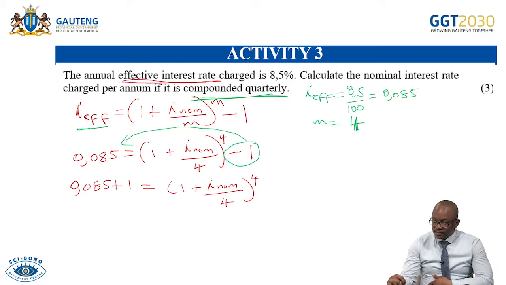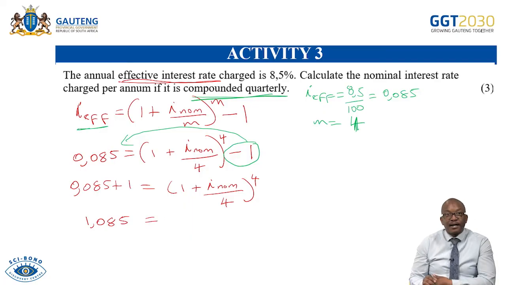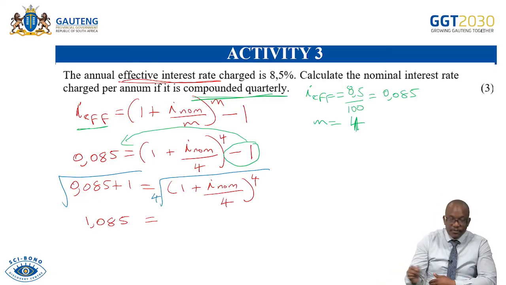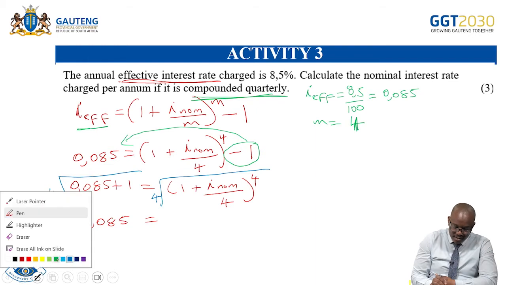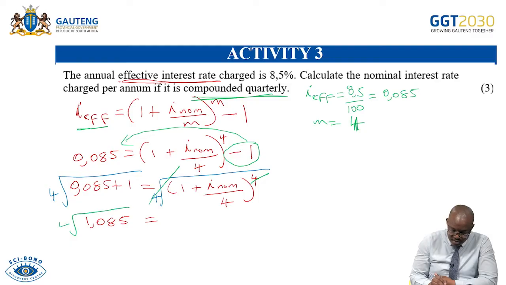Then now, 0.085 plus 1, you are going to get 1.085. It's equal to, right? Then we can look into our root sign. With our root sign, remember, the power that we need to remove there is the power of 4. So it means it will be the 4th root, and also this side it will be the 4th root, because our aim now is to remove this power of 4, or the exponent of 4 there. So that's how it will be removed.